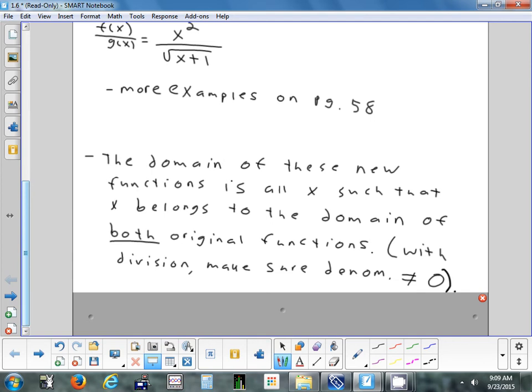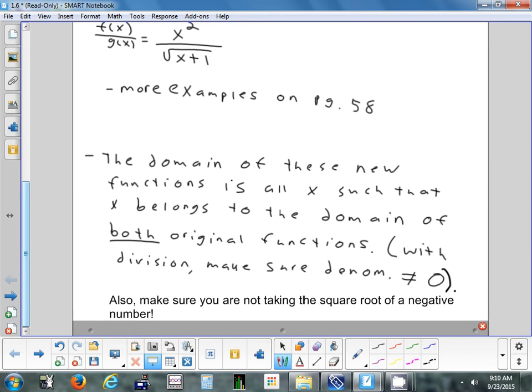And if you do any division, if you decide to combine two functions by dividing them, make sure you never have a number that would make the denominator equal to 0. We are not allowed to divide by 0. And I already mentioned this: make sure we're not taking the square root of a negative number. That happens all the time. You've got to make sure you never take the square root of a negative number.